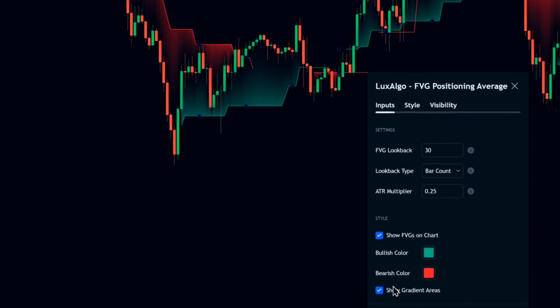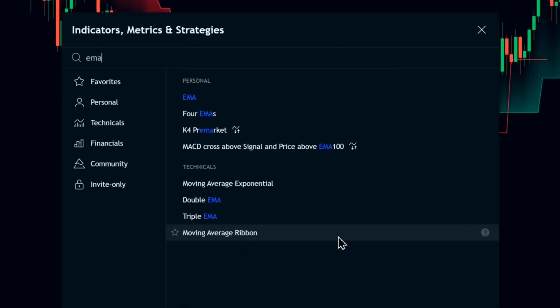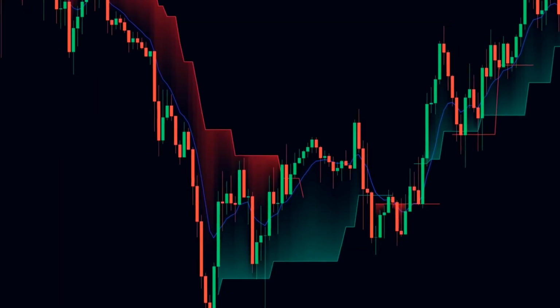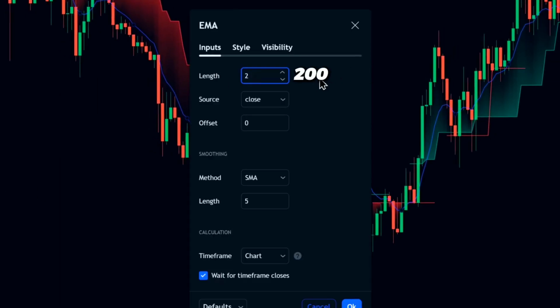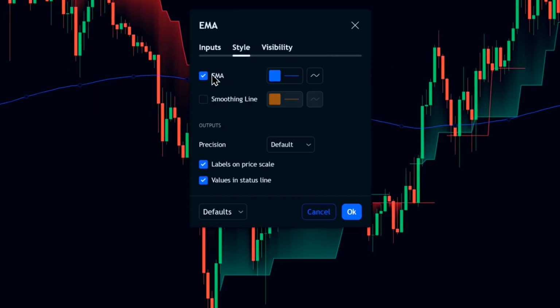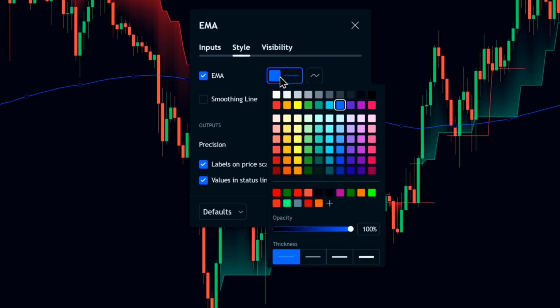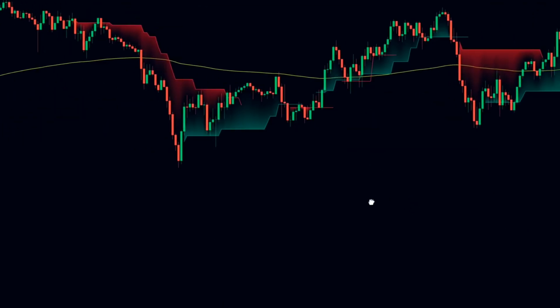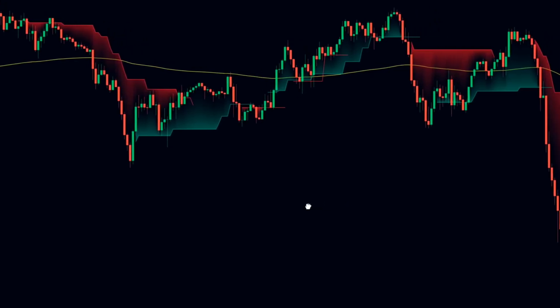To trade effectively with this indicator, you need to add one more indicator for identifying long-term trends, the exponential moving average, EMA. Add it to your chart, set the length to 200, and adjust the color to something more visible. I'm choosing yellow. Then click OK. Next, let's discuss using these two indicators together for your trades.